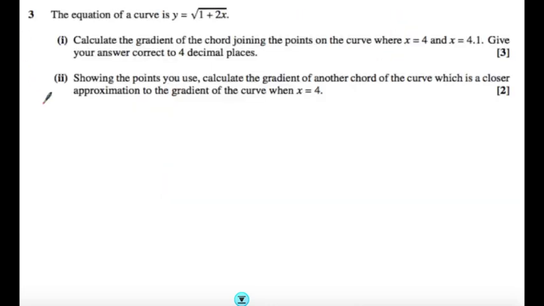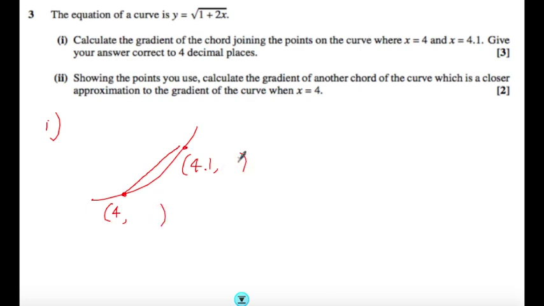Okay, question 3. The equation of a curve is y equals square root of 1 plus 2x. Calculate the gradient of the chord joining the points on the curve where x equals 4 and x equals 4.1. So if we imagine our curve, here's where x equals 4, and here's where x equals 4.1, and they're asking us to find the gradient between these 2 points.